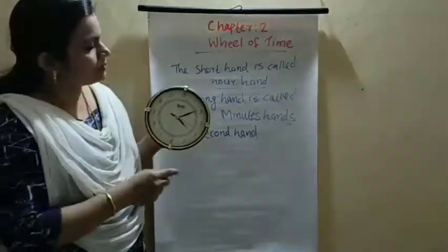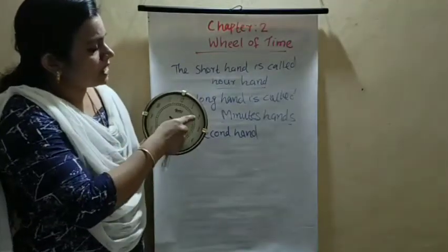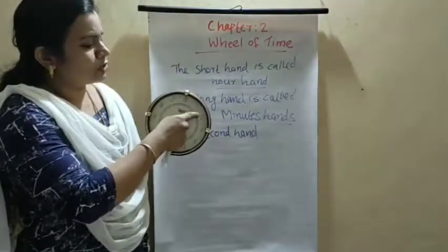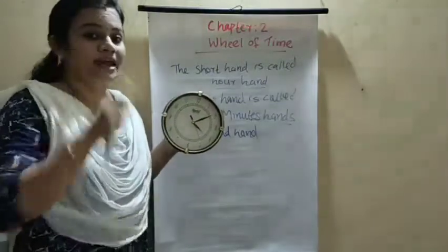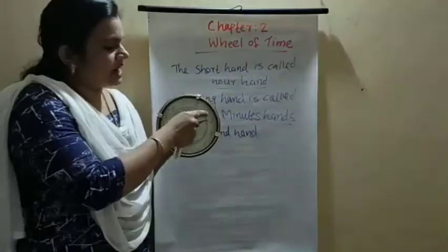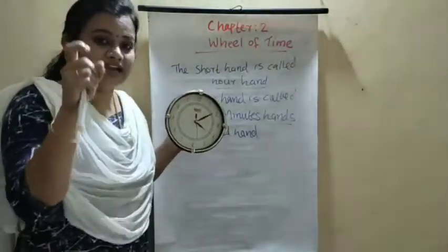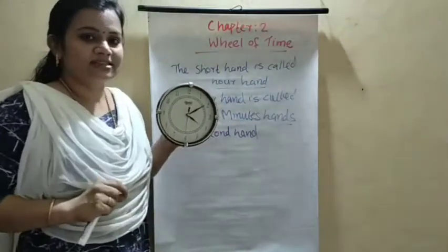So in between two numbers, how many small lines? Between 1 and 2, how many small lines? How many small markings? You count it.